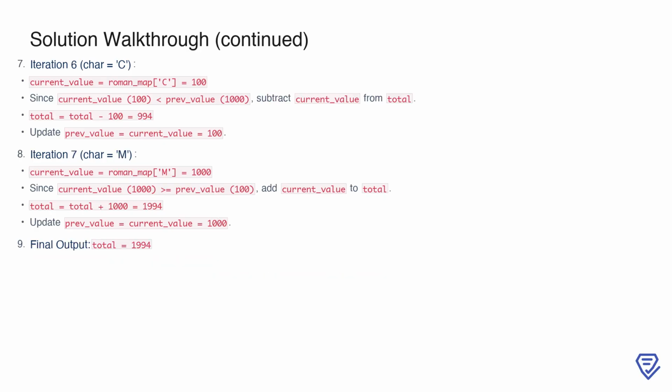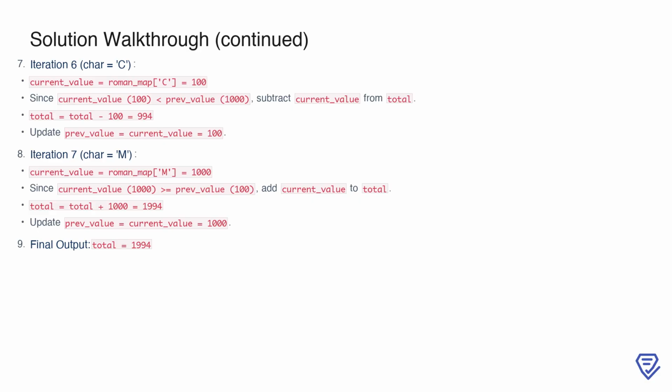In the sixth iteration, the character is C, which has a value of 100. Since the current value, 100, is less than the previous value, 1000, we subtract it from total, reducing the total to 994. We update prev_value to 100.